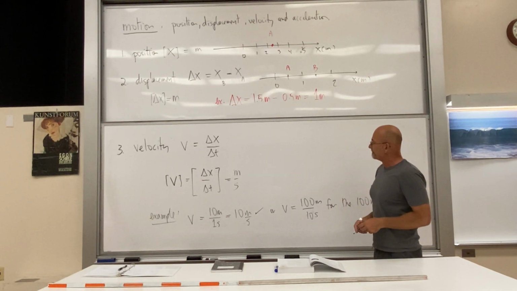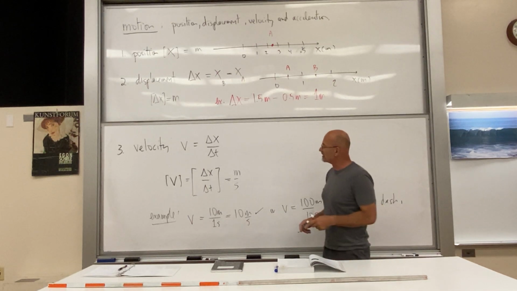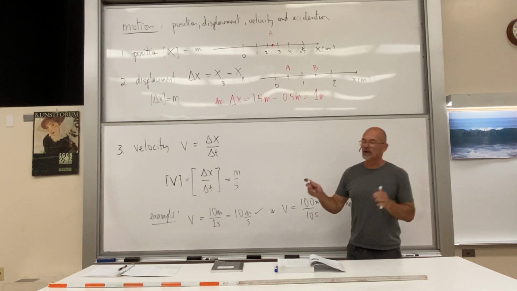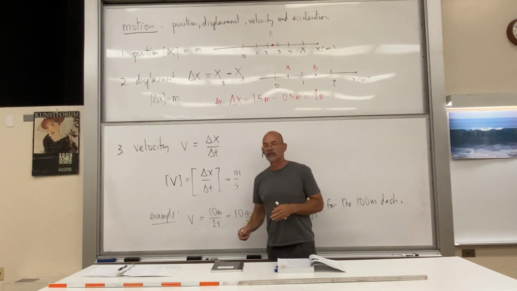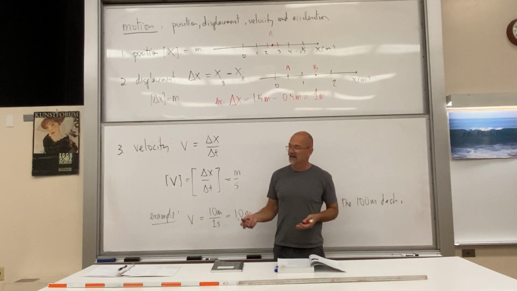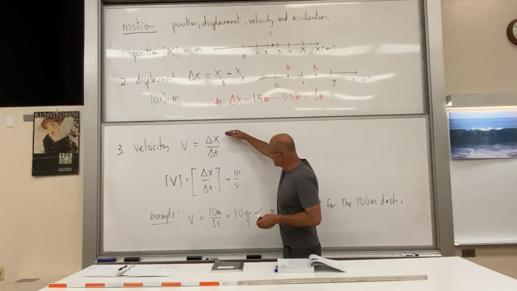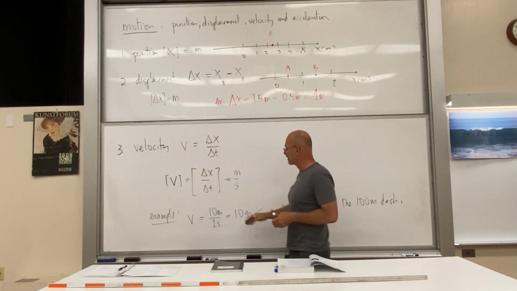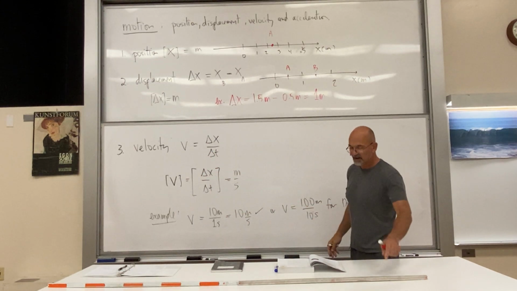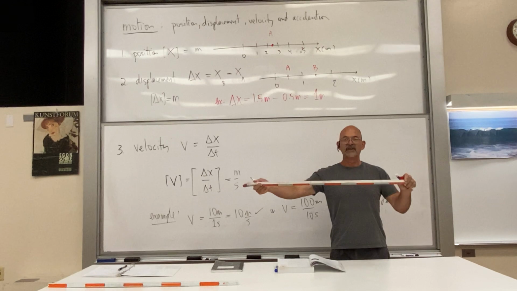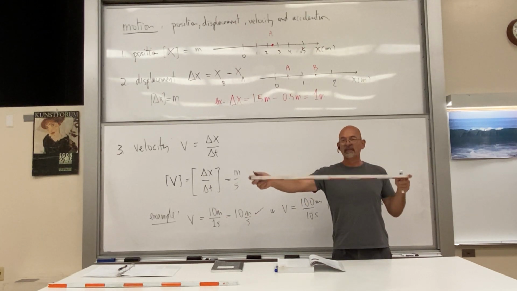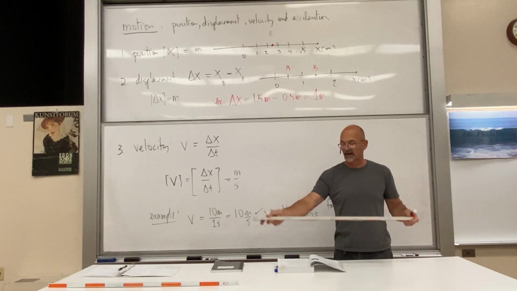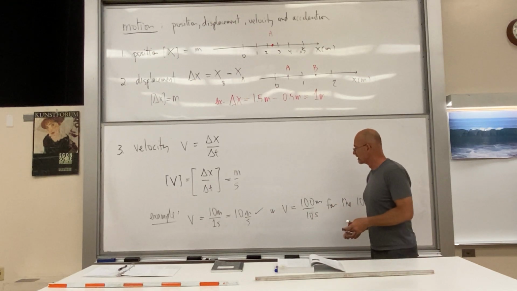So that's the definition of velocity, and we're very familiar with this. We always talk about miles per hour, for instance, when we're driving, and that's a length over a time. Here we're just using meters per second. There's a meter, and a second is the time it takes to say "1001".